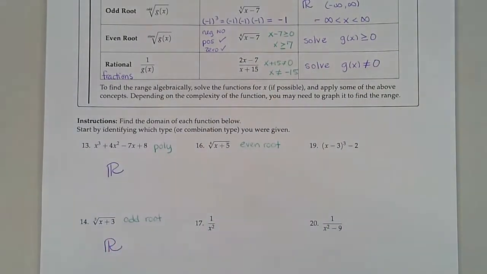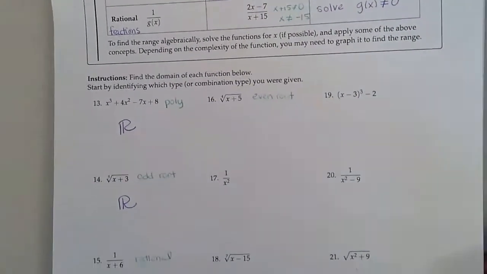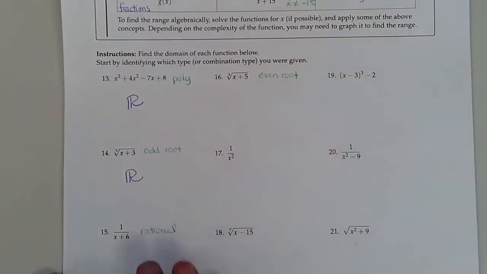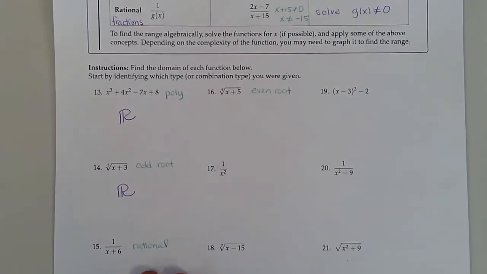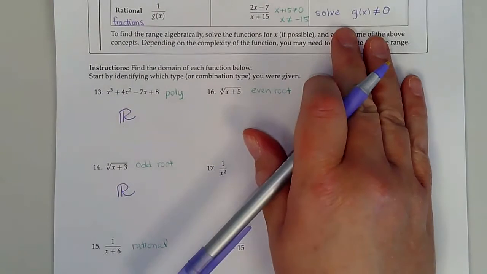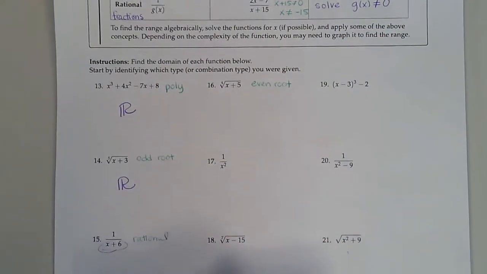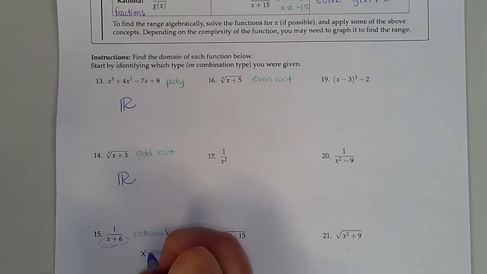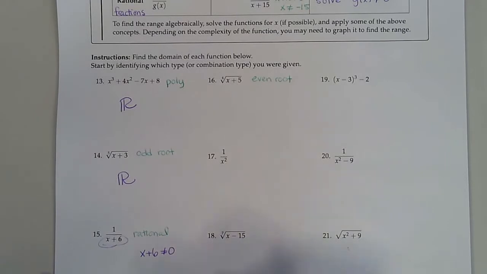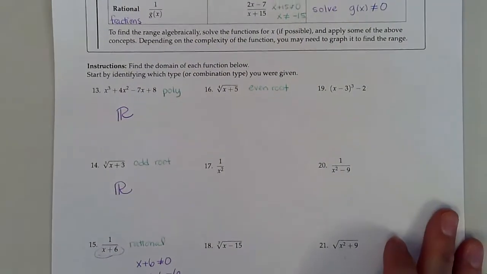So it's really nice if you identify what that function is. This does make this quite a bit easier. See, we said 15 was a rational function. And the thing with rational functions is we don't want the denominator to be equal to 0. So my denominator here is x plus 6. So I'm interested in solving x plus 6 not equal to 0. So that means x cannot be equal to -6, but anything else would be fair game.